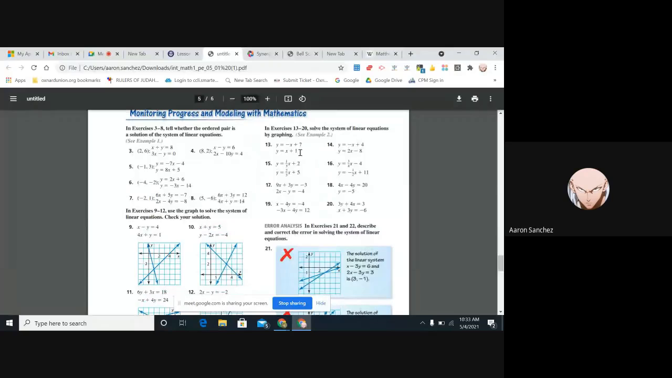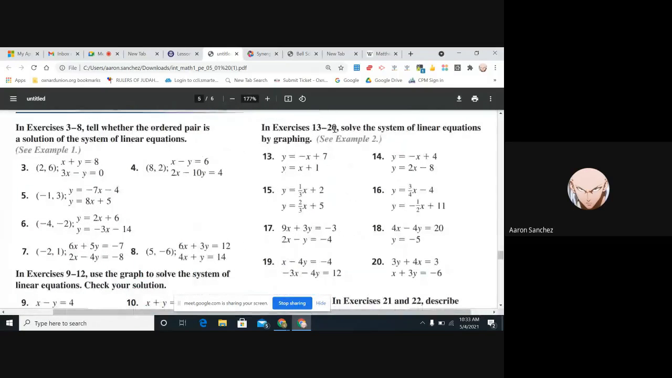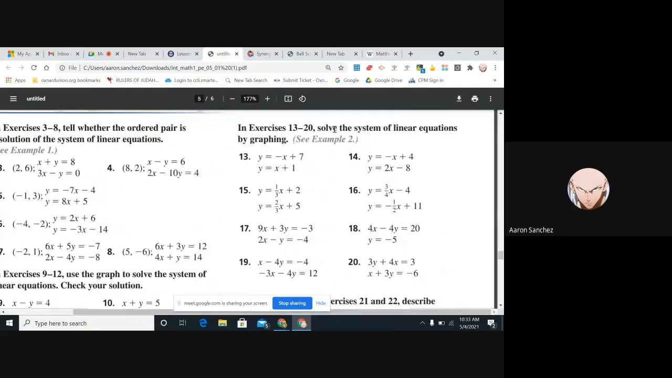Okay. So solve the systems of linear equations by graphing. Basically all it's saying is find the point of intersection of y equals negative x plus 7 and y equals x plus 1. We just graph those two lines, and then we find the point of intersection.